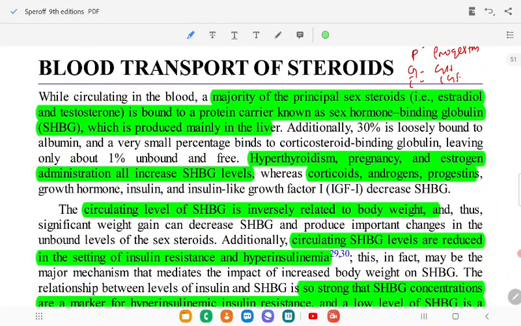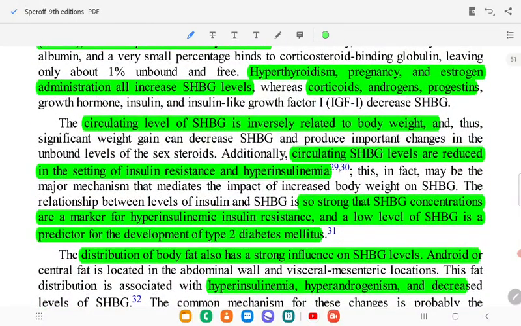While circulating in the blood, the majority of the principal sex steroids, estradiol and testosterone, are bound to a protein carrier known as sex hormone binding globulin. It is produced mainly in the liver. Additionally, about 30% is loosely bound to albumin, a very small percent to the corticosteroid binding globulin, leaving about 1% unbound and free. So hyperthyroidism, pregnancy, and estrogen administration all increase the SHBG, whereas corticoid hormones, androgen, progesterone, growth hormone, and insulin growth factor decrease the SHBG.